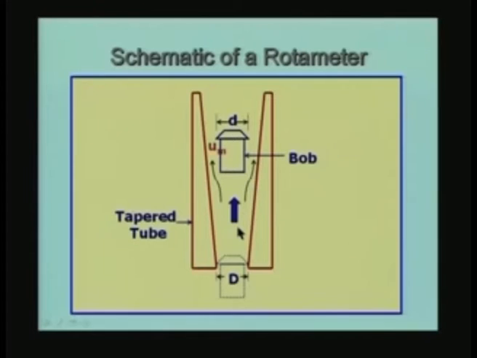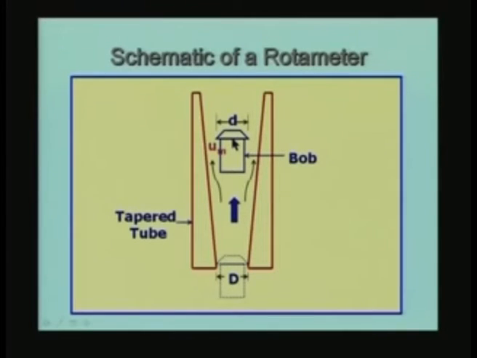Now suppose there is a flow of fluid, it may be either a gas or a liquid. If it is flowing like this, it has to negotiate the bob, go around the bob through the space available between the bob and the outer tube. The area available for flow is actually the annular area between this d and the local diameter of the outer tube. There is an annulus which is formed. So, the velocity, if we say the value of the velocity is um in that annular region, the bob is going to experience three forces.